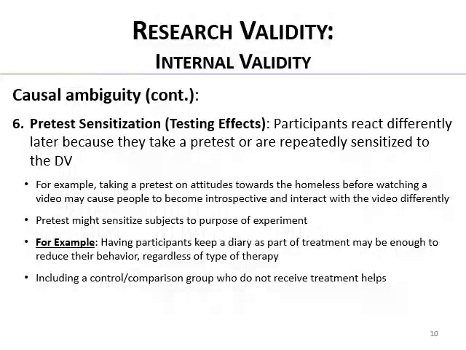So if the treatment's effective, both groups could have effects of pretest sensitization, but you'd still, again, expect a bigger reduction in smoking in those who get your treatment that's special.